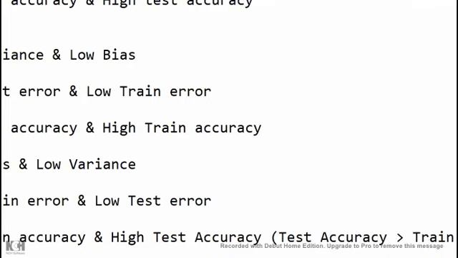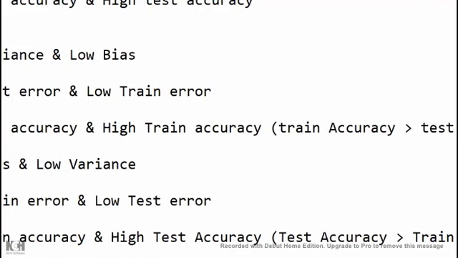And here, which is high? Train accuracy is high. So train accuracy is greater than test accuracy. Train accuracy greater than test accuracy is called overfitted. Is that clear, guys?